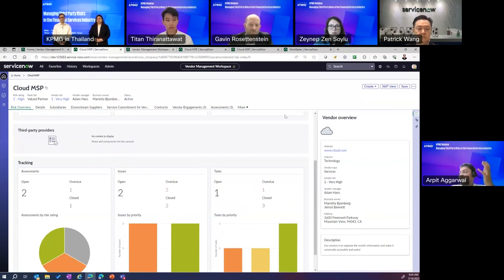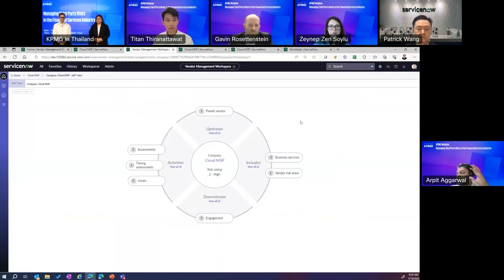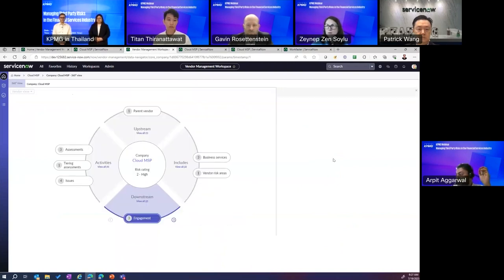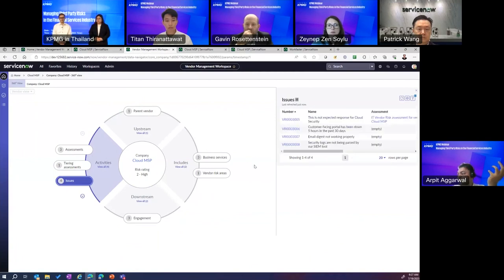One of the platform features is something called the 360-degree view. What this 360-degree view provides me, again in a single page, is a look at my vendor Cloud MSP. I can see how many engagements I'm doing with them, how many assessments are pending, how many assessments have been shared with them, how many tiering assessments there are, and how many issues have been raised with them. So it gives me a single view, or a map view, which gives me an overall posture of the vendor.